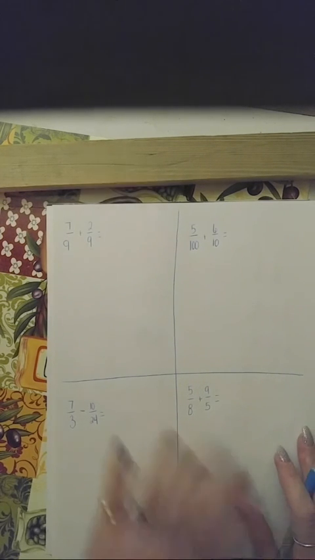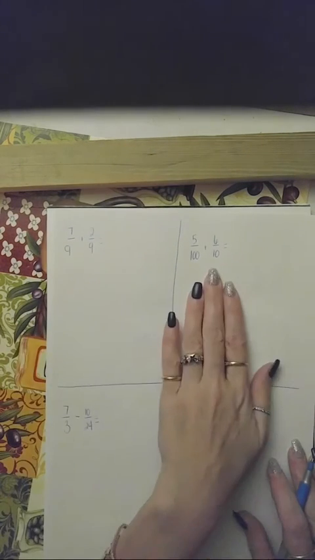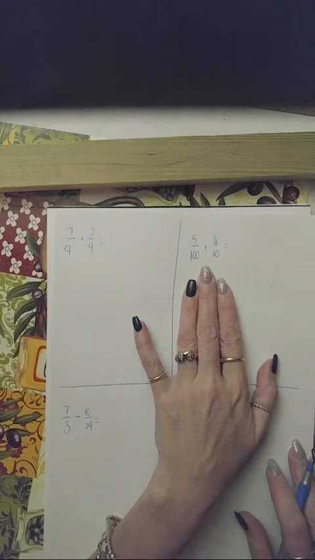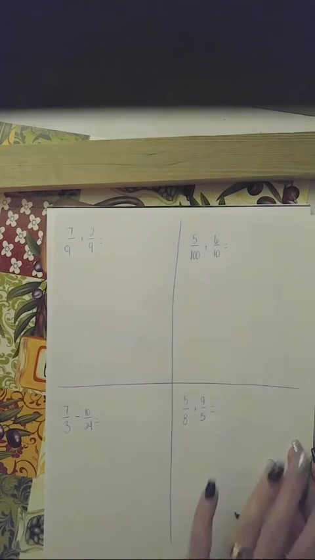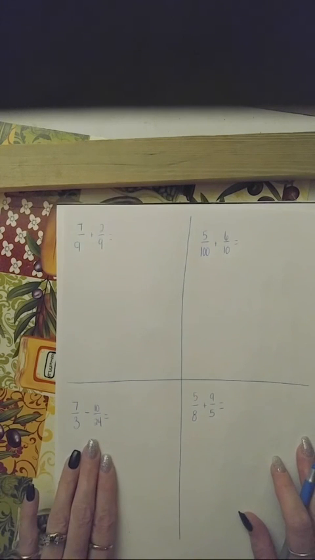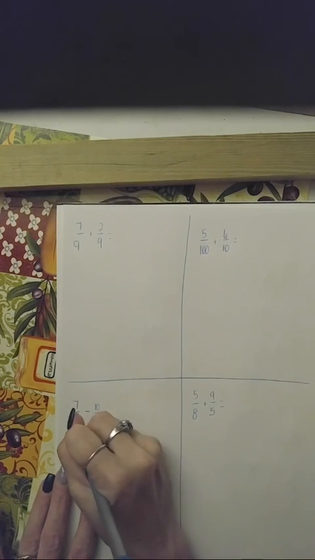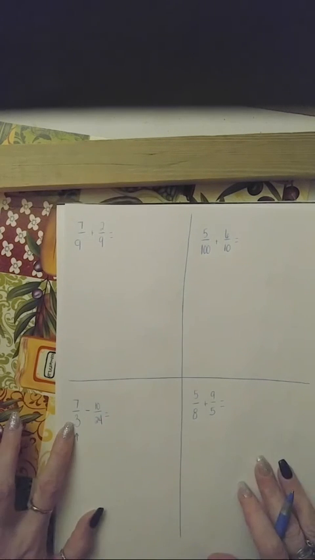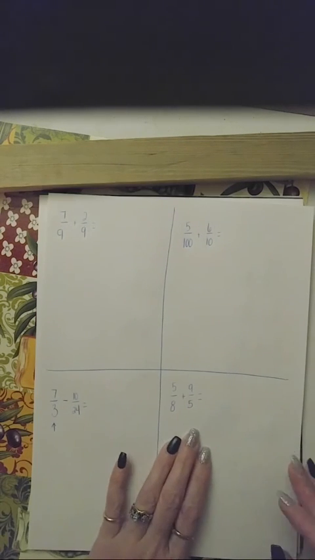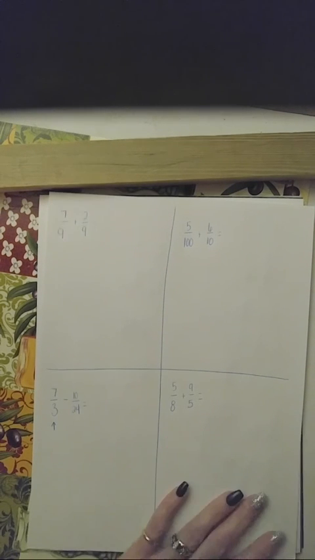All right, so this one is just simply adding my numerators. Denominator stays the same. This one is adding a 0 or taking away a 0 to one of my numbers and then adding or subtracting. This one is finding a common multiple of my smaller denominator, and this one is finding a common multiple amongst both numbers. I hope this video helps.